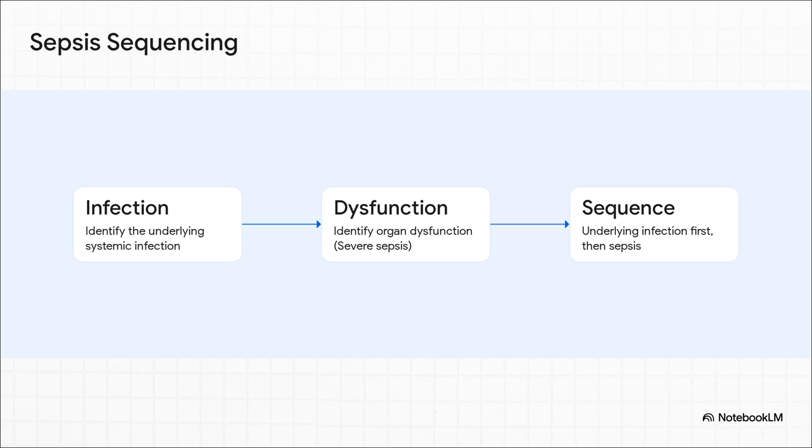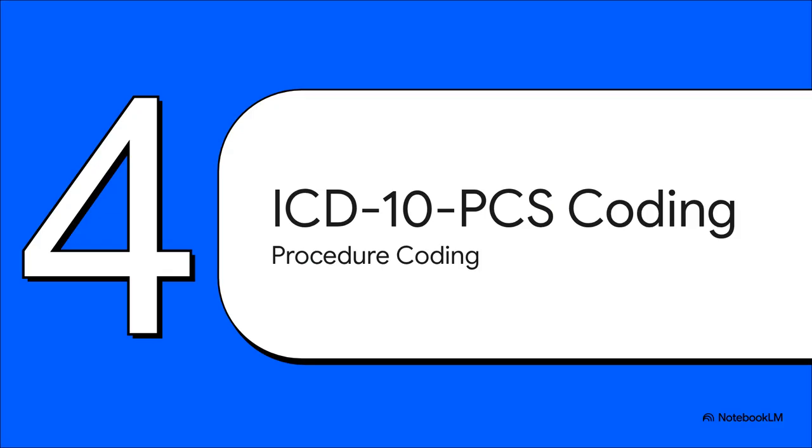And a quick tip here. Terms like bacteremia or urosepsis are massive red flags for CDI teams. Bacteremia just means bacteria in the blood. It doesn't necessarily mean systemic sepsis. When coders see these vague terms, it requires an immediate physician query for clarification. You cannot just guess. Let's shift gears now.